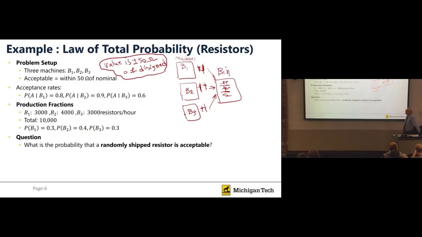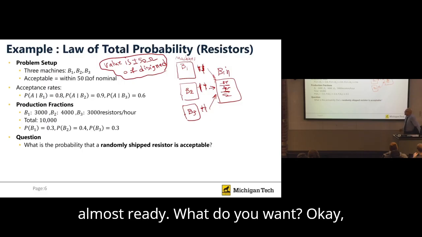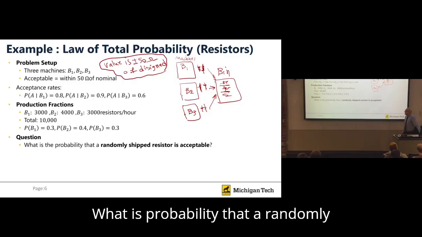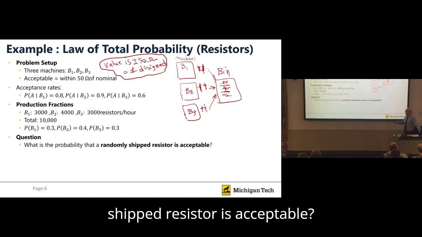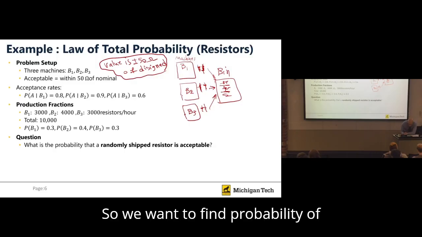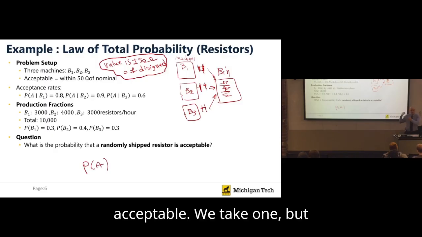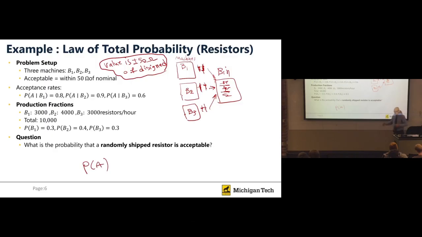Okay, everything almost ready. What do we want? Okay, this is what we want. What is the probability that a randomly shipped resistor is acceptable? So we want to find the probability of acceptable. We take one, that is good.